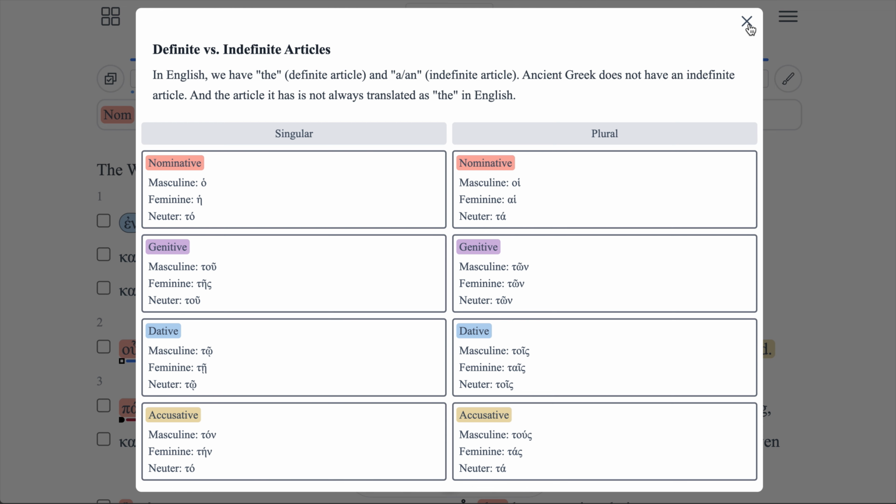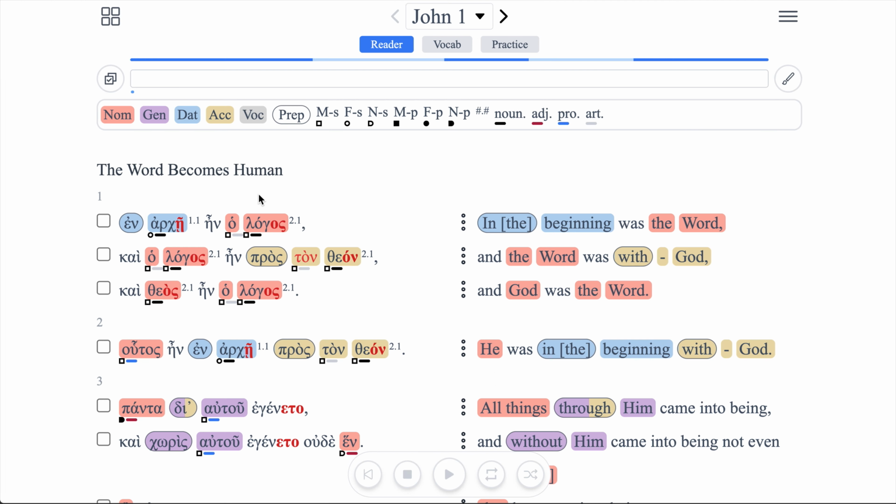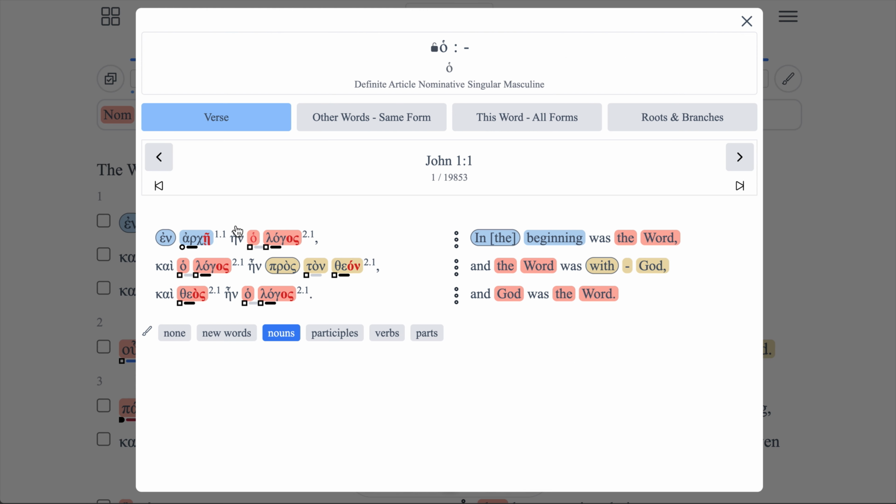Let's look at an example. In John 1, in the Yodel reader, you can see this little red O before logos. That's the masculine nominative singular article.